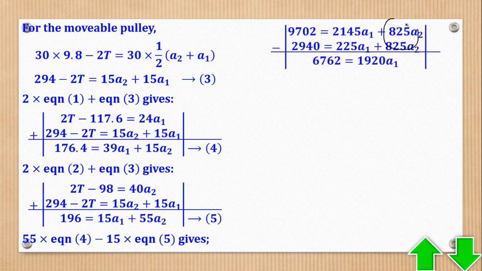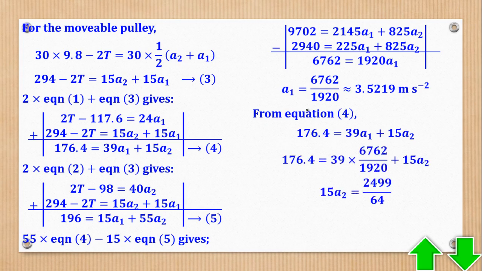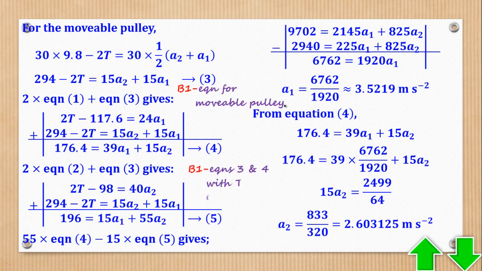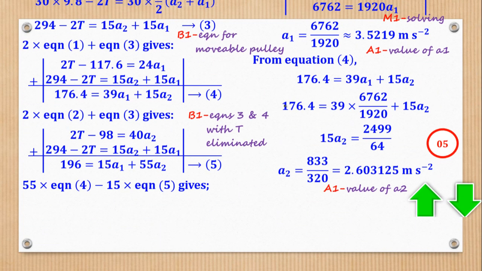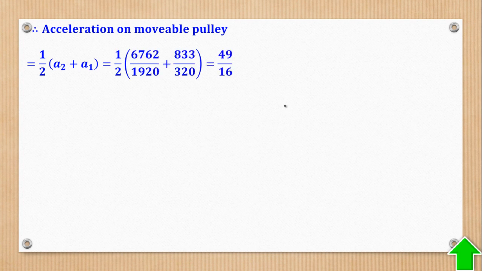In this case, this will cancel to remain with only A1. Make A1 the subject, and that is the acceleration A1. Then from equation 4, I can substitute for A1 to get the acceleration A2. So I have A1 and A2, meaning I can get the acceleration for the movable pulley. The acceleration for the movable pulley is half the sum of the 2 accelerations, which will give us 49 over 16, which becomes 3.0625 meters per second squared.